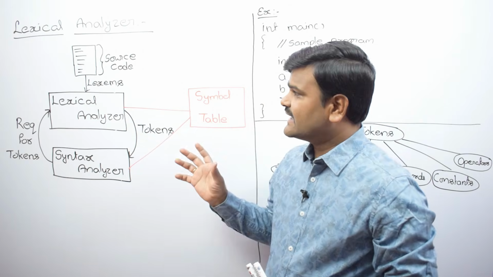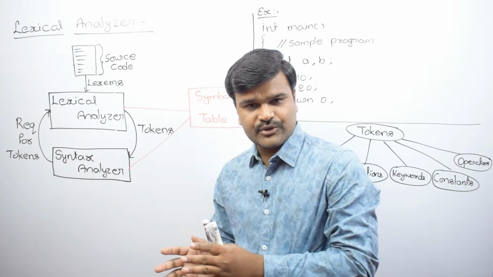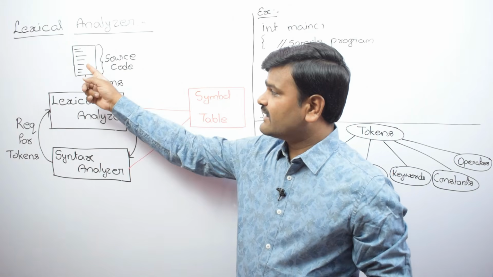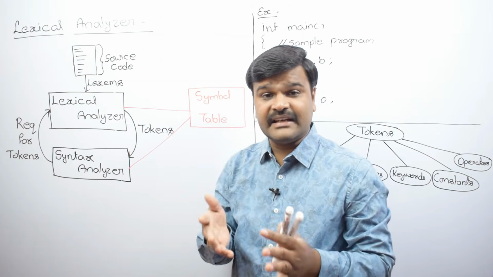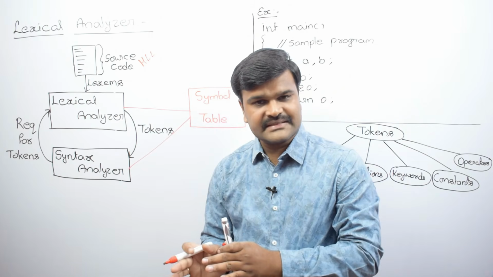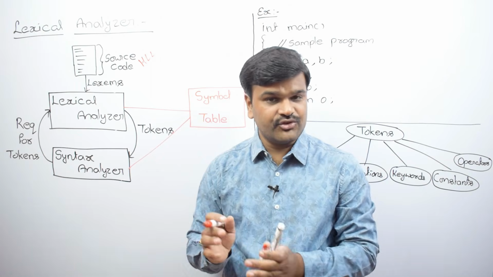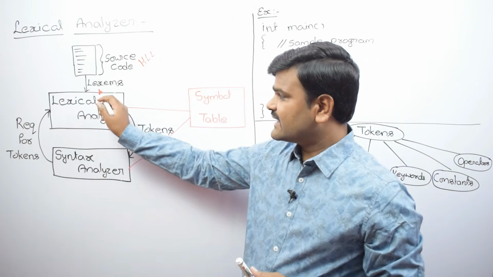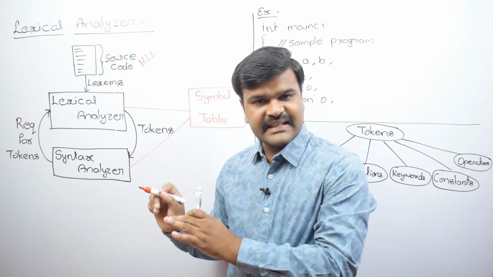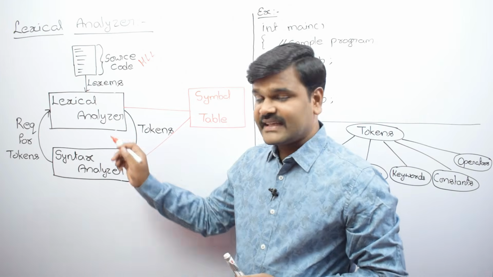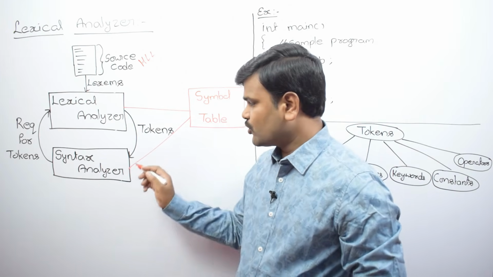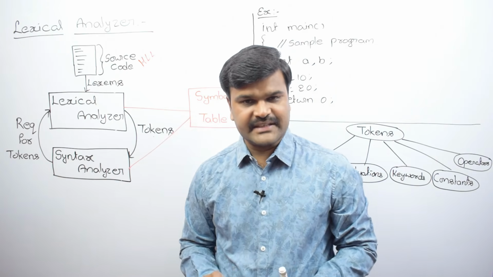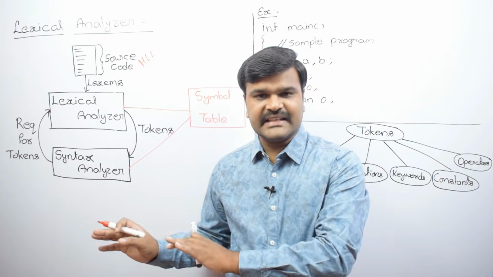We already saw what the input and output for the lexical analyzer are. The input is the source code, that means the high level language. If you write a program in C language, that is a high level, user friendly language. After preprocessing is done, we give it as input to the lexical analyzer. Then the lexical analyzer gives output as tokens, which become the input to the syntax analyzer. That is what we discussed in the earlier discussion.